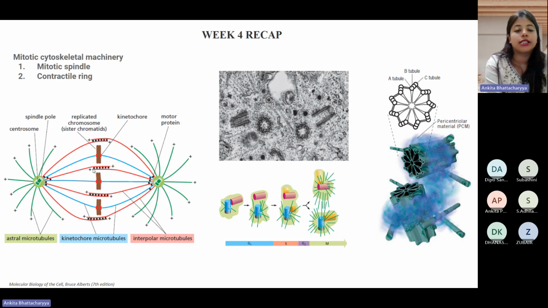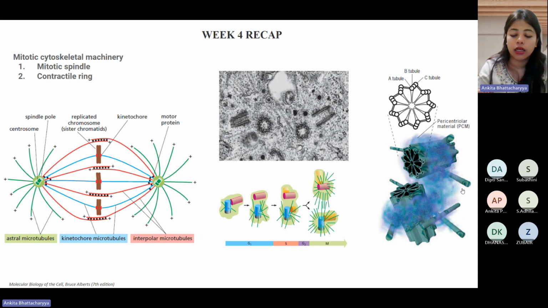When we say motor proteins, they are extensively studied in the domain of the cytoskeleton. I have not elaborated that in detail here. If you want, I can share a link for it. It was a part of the discussion in some of my other lectures previously.